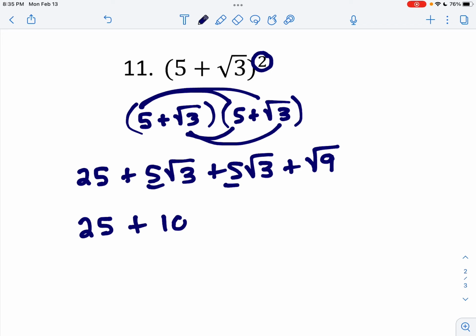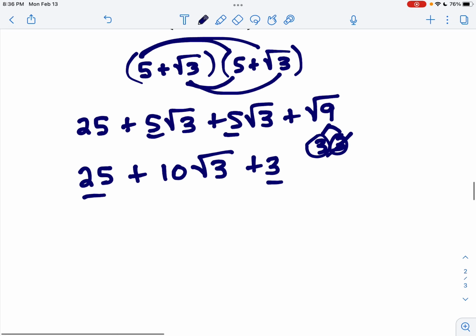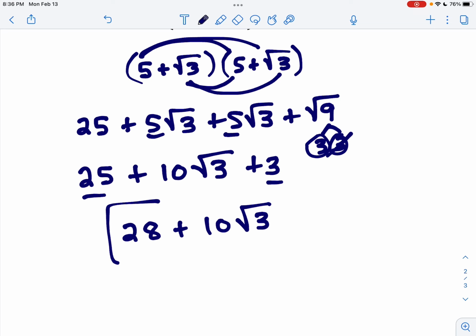So I'm going to add the 5 together, but I'm going to keep the radical 3, so plus 10 radical 3. And then radical 9, we know breaks down into 3 and 3, so the answer to that is plus 3. Combine my like terms, which are my whole numbers, or my integers. I get 25 plus 3 is 28 plus 10 radical 3. And that is your final answer.